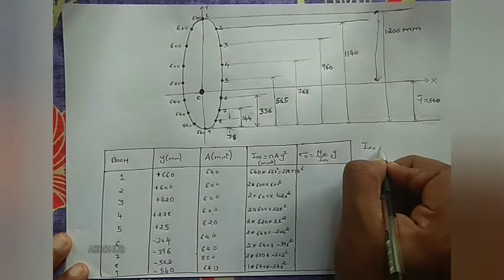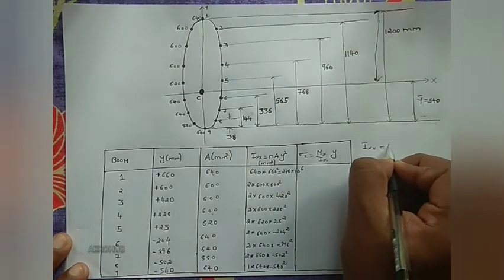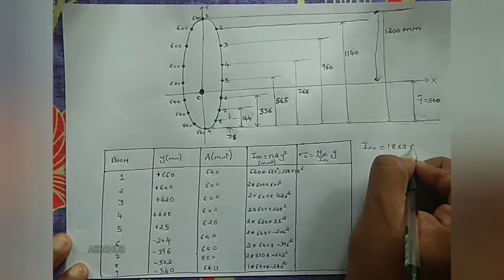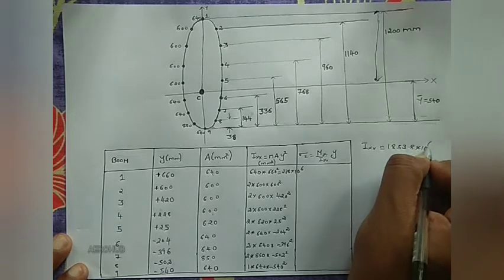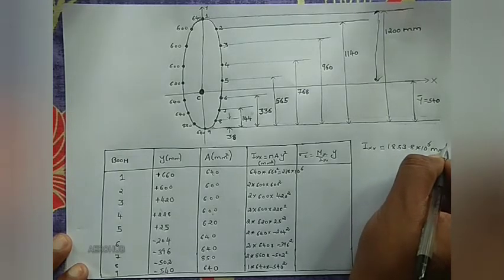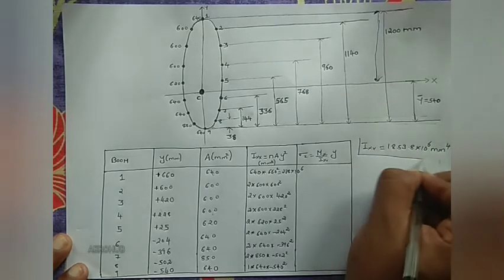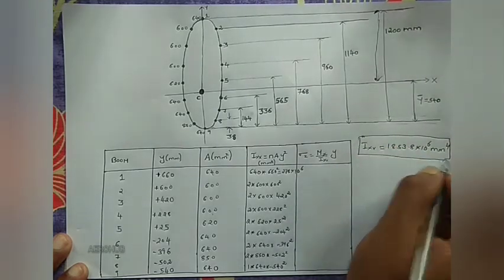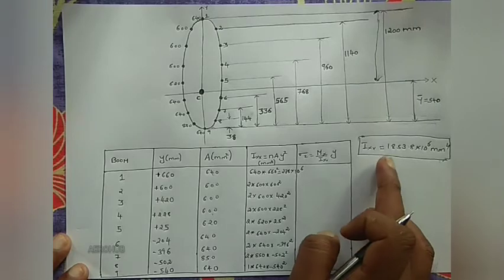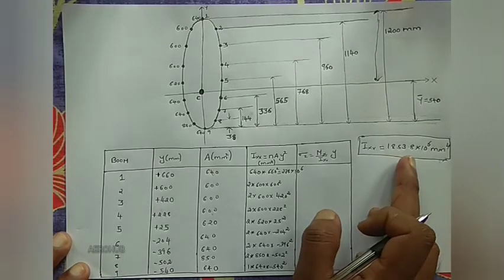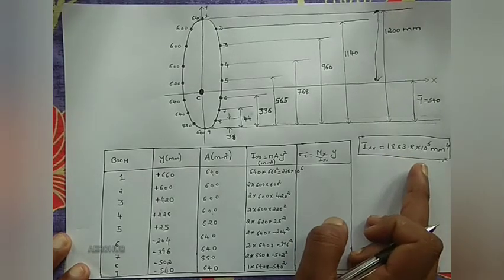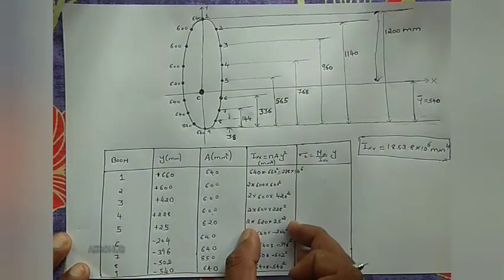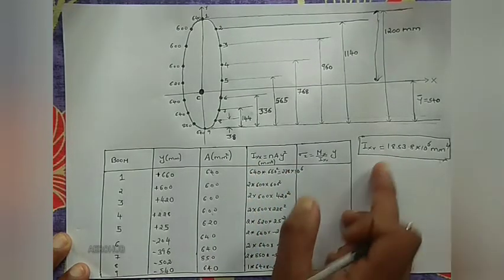So we will be getting Ixx as 1853.8 into 10 power 6 millimeter power 4. This will be the value of Ixx for this section. Okay. So we will be getting the value of Ixx as 1853.8 into 10 power 6 millimeter power 4. Just add each and every value of this column. You will be getting the value of Ixx.